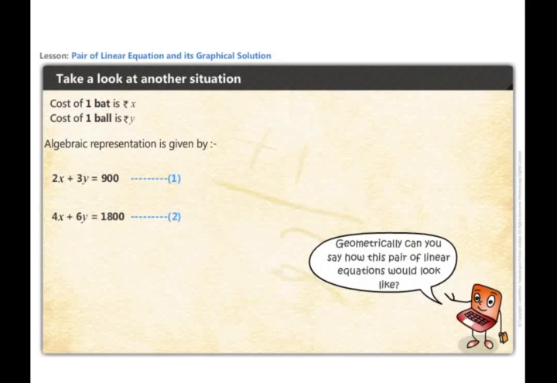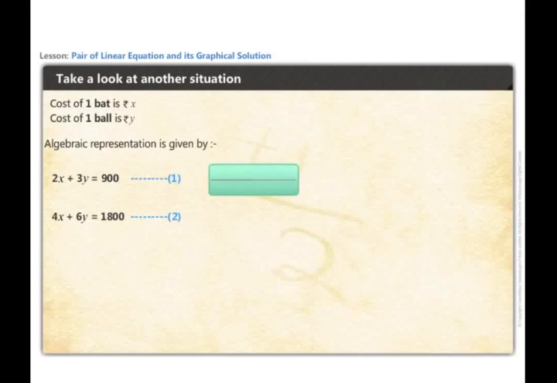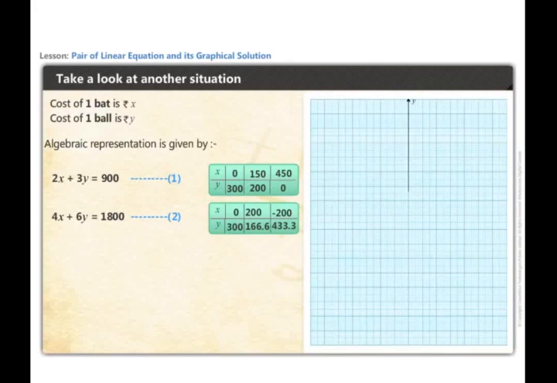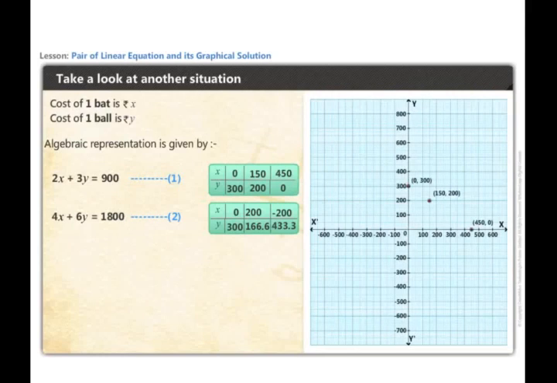Geometrically, can you say how this pair of linear equations would look like? To obtain the equivalent geometrical representation, we find 2 points on the line representing each equation. That is, we find 2 solutions for each equation. The solutions are tabulated as follows. Plot these points on a graph paper and draw the lines. We observe that both the lines coincide at all points.